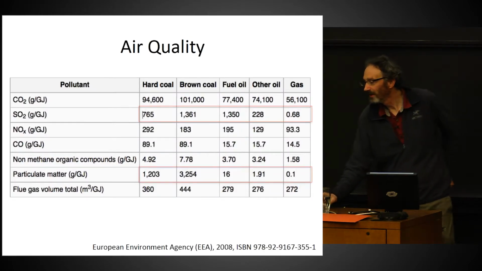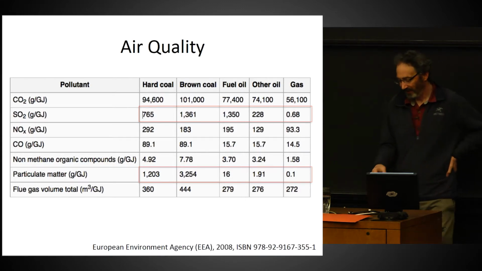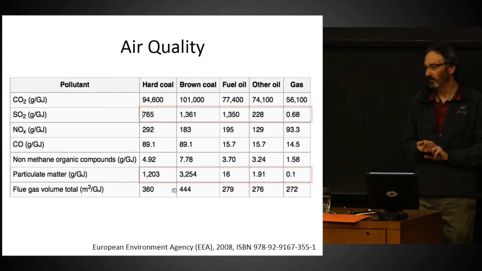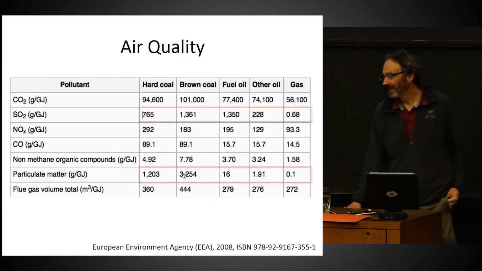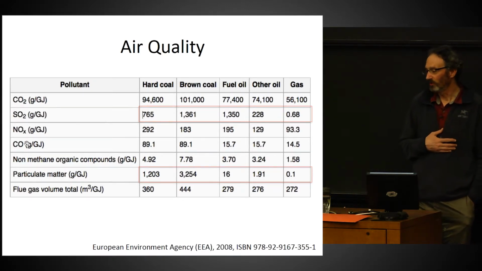Okay, air quality. Air quality is much better if you burn natural gas than if you burn coal. The particulate matter, the aerosols that kill people: if you burn gas for its equivalent amount of energy, you get 0.1 gram released. If you burn coal, you get about 1,000 to 3,000. So in terms of air quality, natural gas is much cleaner than coal. And this is true for almost all these emittents: SO2, which forms aerosols in the atmosphere, NOx, which forms ozone, etc. Natural gas, in terms of air quality, is much cleaner.